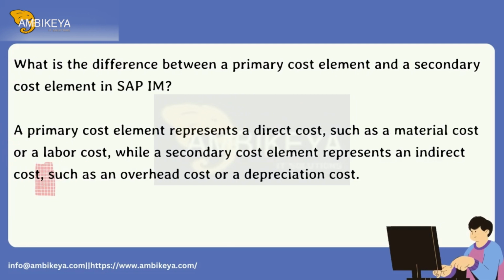What is the difference between a primary cost element and a secondary cost element in SAP IM? A primary cost element represents a direct cost, such as a material cost or a labor cost, while a secondary cost element represents an indirect cost, such as an overhead cost or a depreciation cost.